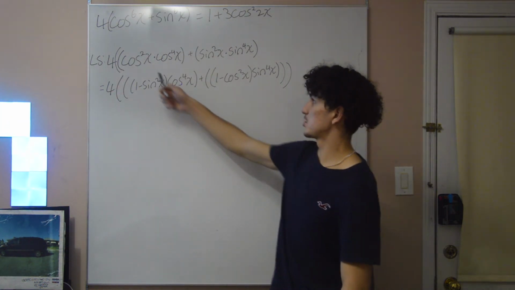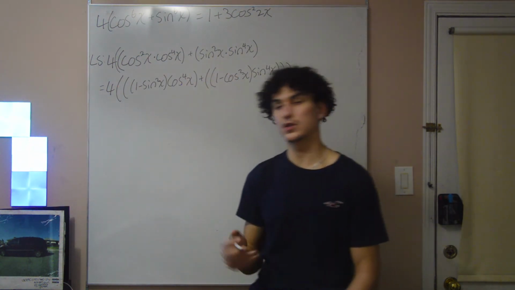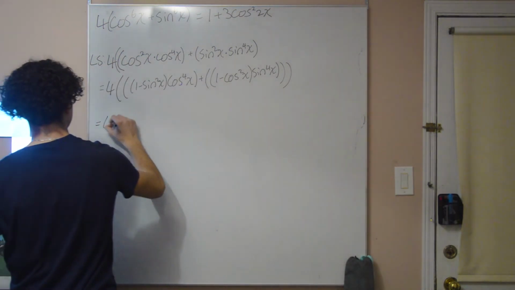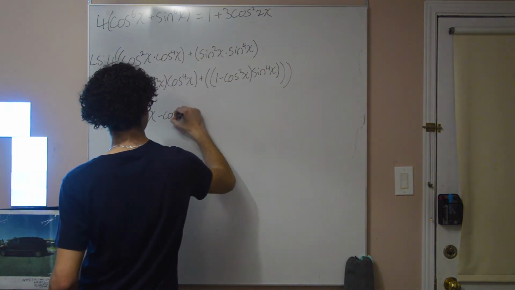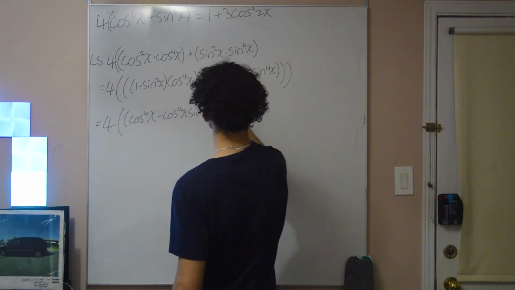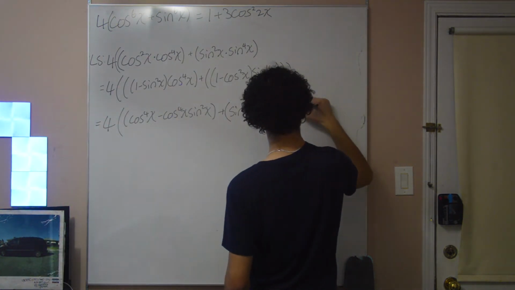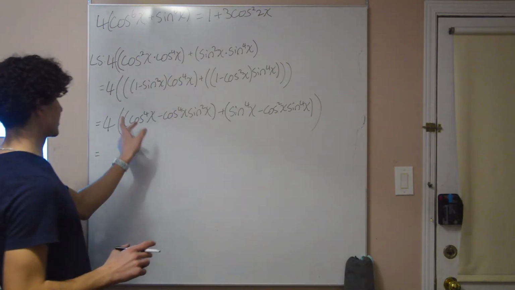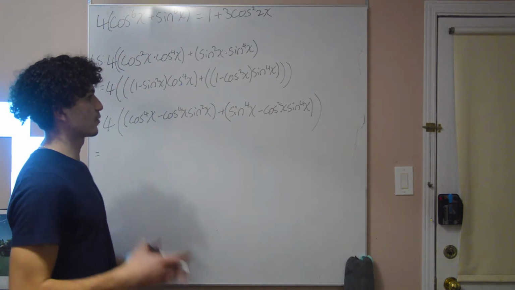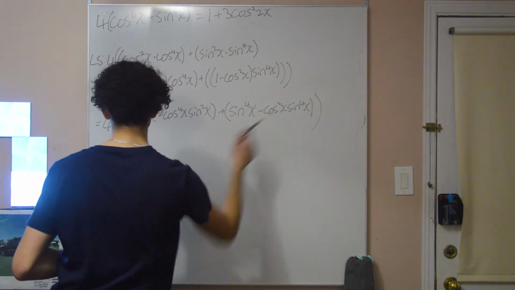Okay, so I changed the cos squared to 1 minus sine squared, and I changed the sine squared to 1 minus cos squared. So let's keep it going. This becomes 4, just like that. Sorry about that. From here, basically the cos 4x and the sine 4x, we're going to do the exact same thing to them, as well as these two right there.